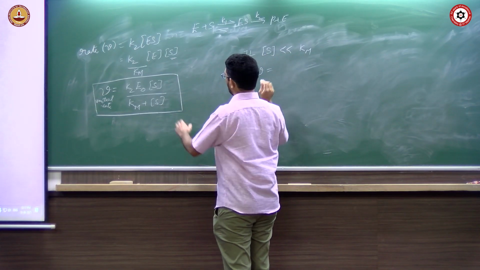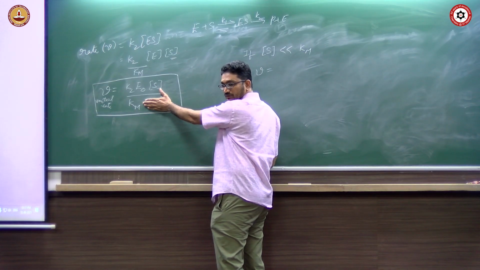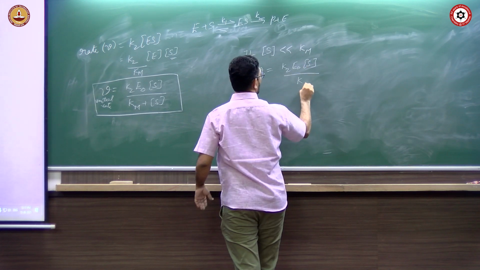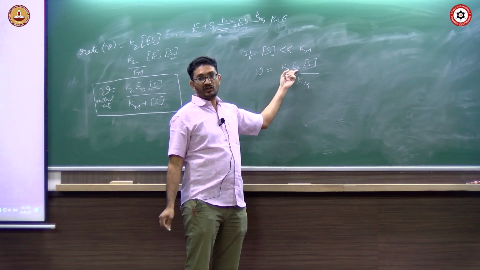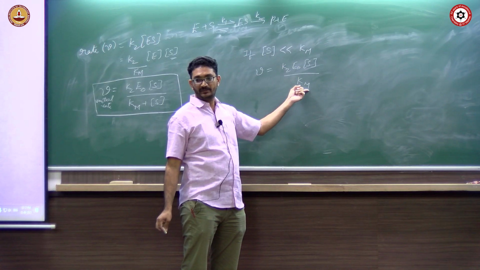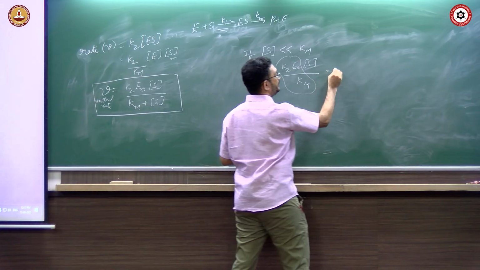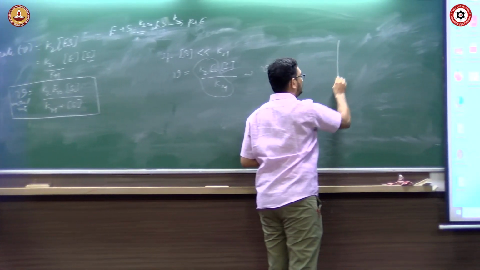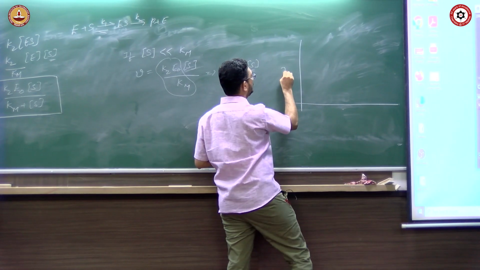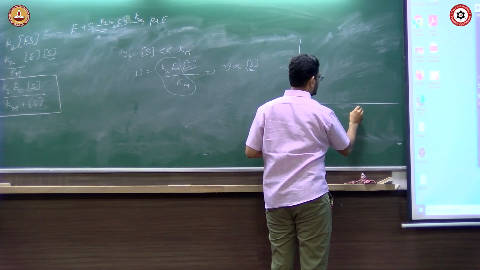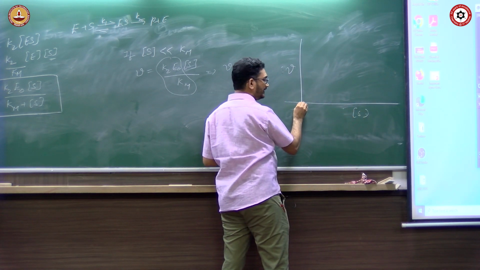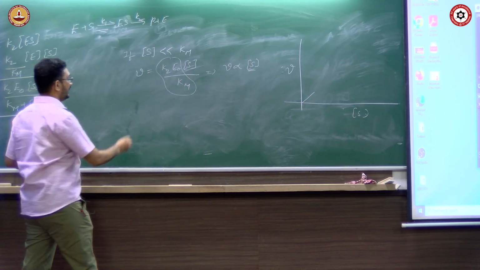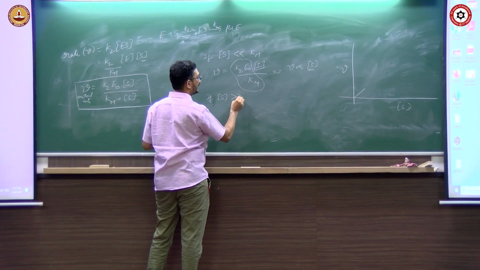It will become a first order reaction because if S is very small compared to Km, you can ignore it, right? Then it will be K2 E0 into S by Km. Now K2 is a constant, E0 is a constant to start because it's the initial enzyme concentration, Km is the Michaelis-Menten constant. So all these are constants. So mu is proportional to the concentration of S. So what is the order of the reaction? If I plot mu versus substrate concentration, at a very low substrate concentration, it will be first order. First order means how will the line look? Something like this.